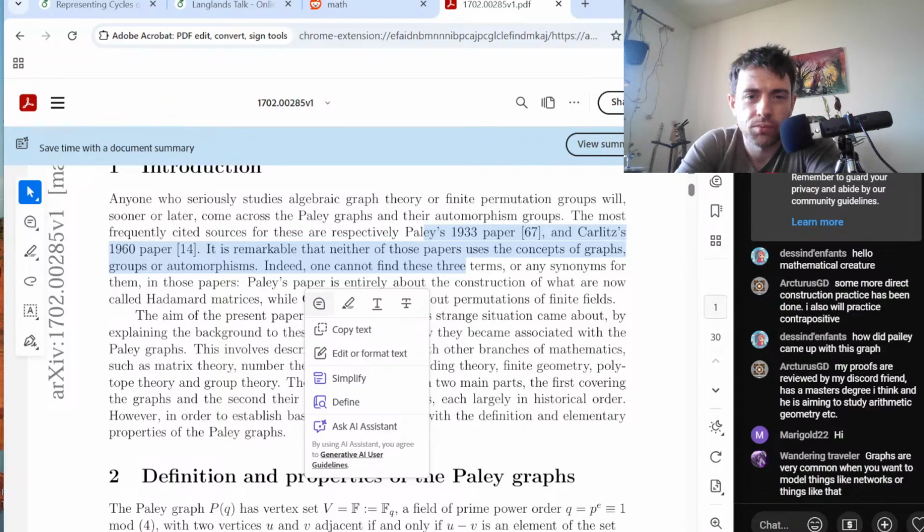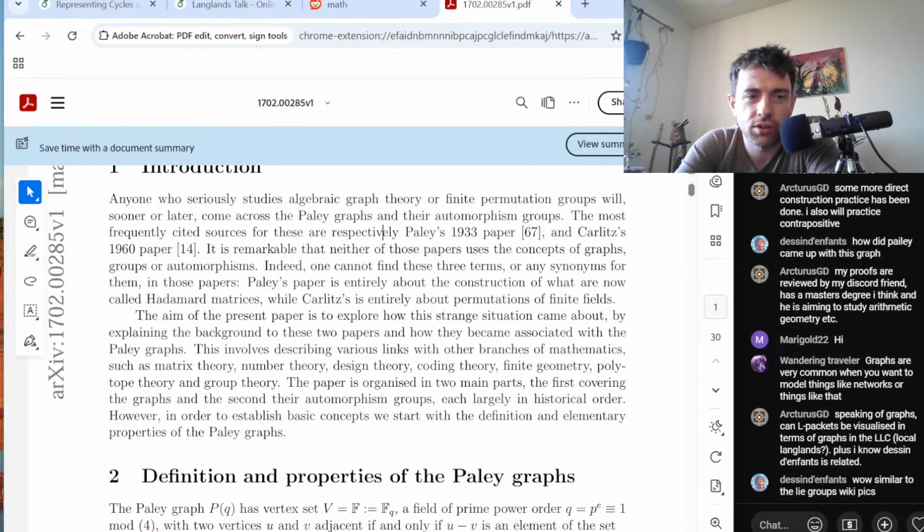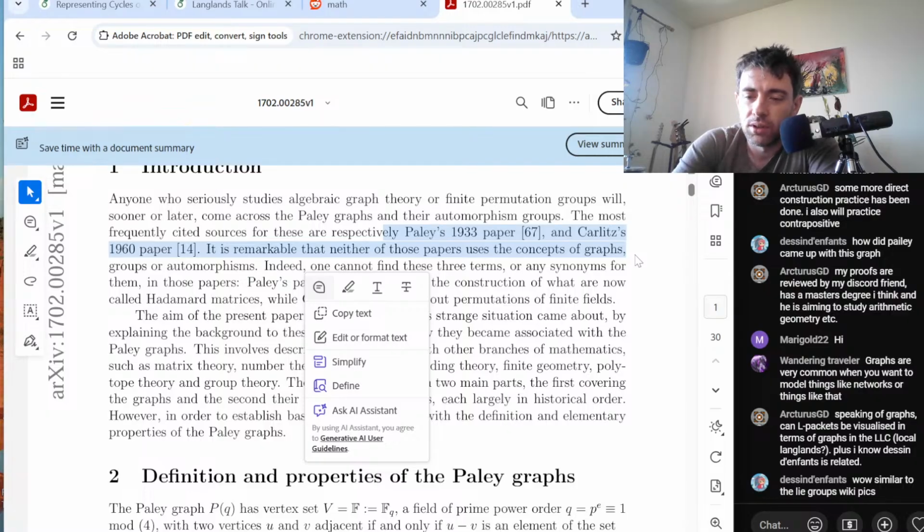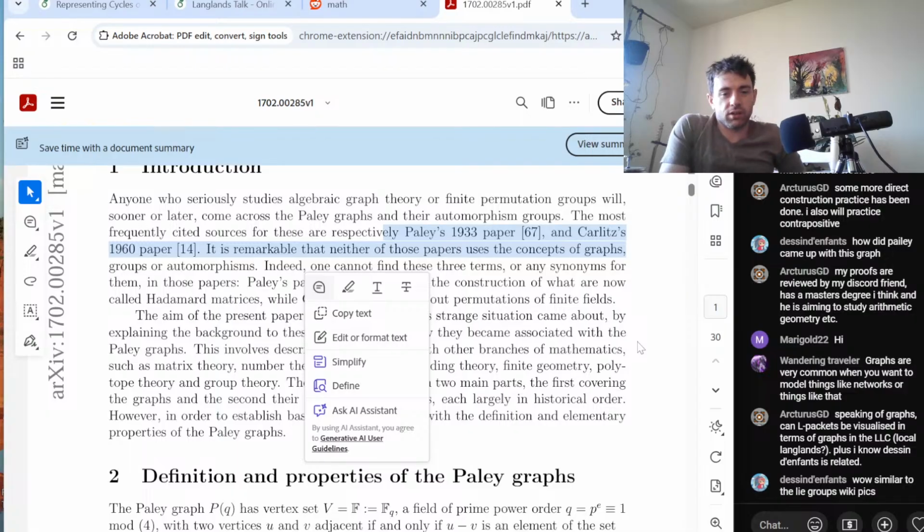Interesting. Okay, so here, interesting. Neither of these papers cited uses the concept of graphs. So that's very interesting. Yeah, I think it's just a coincidence that it's similar to the Lee group wiki picks, though. I think that's just a consequence of, if you put enough nodes in a circle with a bunch of edges between them, all graphs will look the same. So I don't think there's anything deeper going on there.